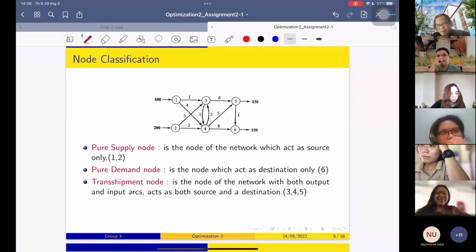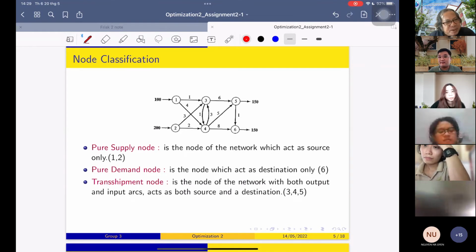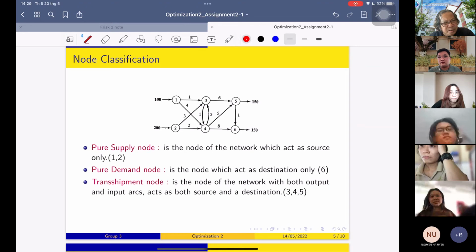Okay, the group number 3, you come back and you have to discuss together, you understand?